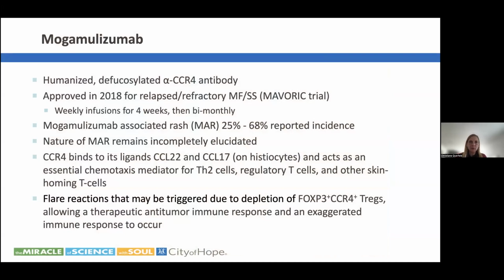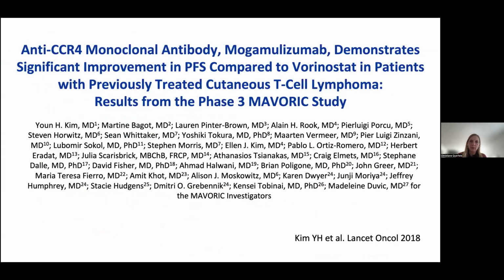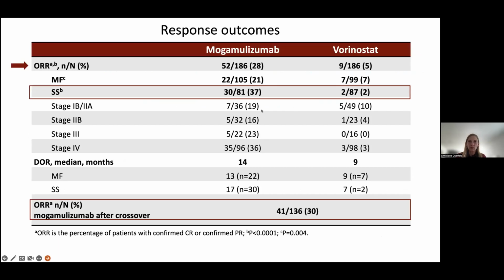Mogamulizumab has been recently approved, and it's a very interesting drug. It targets CCR4, which is expressed on those malignant cells, presumably Th2 phenotypes and Tregs. CCR4 binds to chemokine ligands 22 and 17, which are on histiocytes, that is dendritic cells and macrophages. It was approved based on the MAVORIC trial, compared to vorinostat in a randomized trial, which showed superiority for mogamulizumab. Almost 200 patients were enrolled in each arm, so it's a huge study.